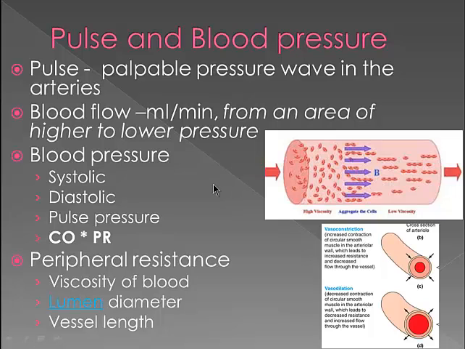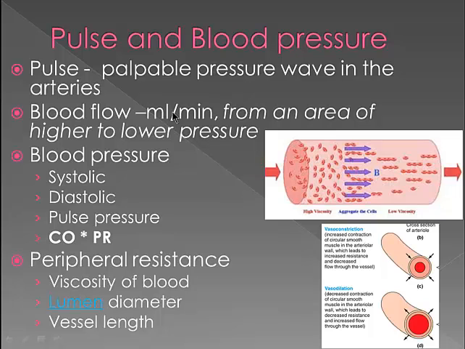Now let's look at pulse and blood pressure. So pulse is just the palpable wave that you feel in the arteries, and there are various arteries which you use to feel someone's pulse. The radial artery, the superficial temporal, you can feel the peripheral pulses in the dorsalis pedis, femoral, all of these.